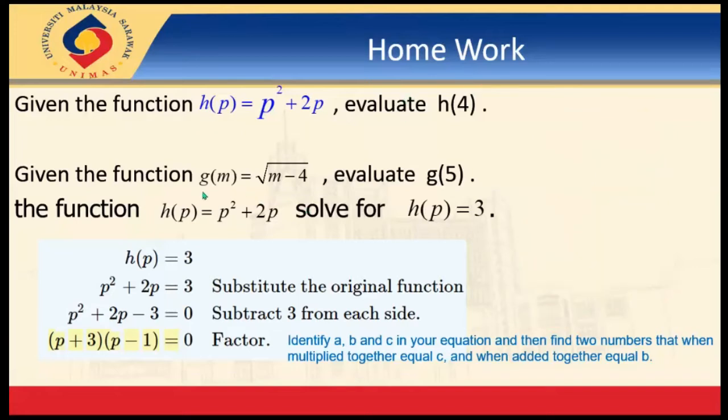Sometimes the function symbol may be g, and the input symbol may change from p to m. So g of m is a function, and it is equal to the square root of m minus 4. Note the point, the square root is on the whole m minus 4. So if we replace m by 5, what should be the answer?